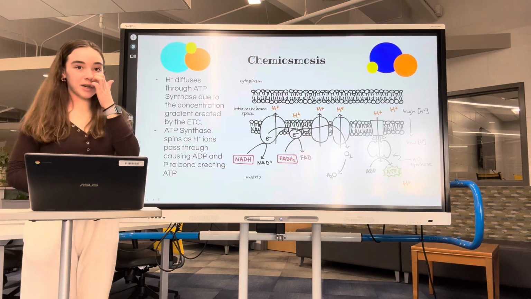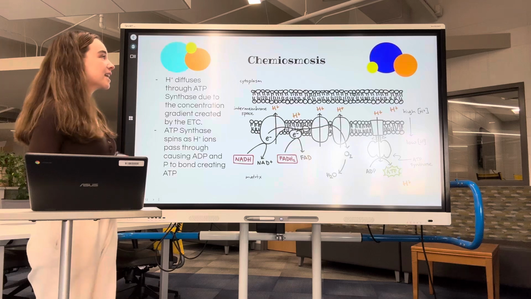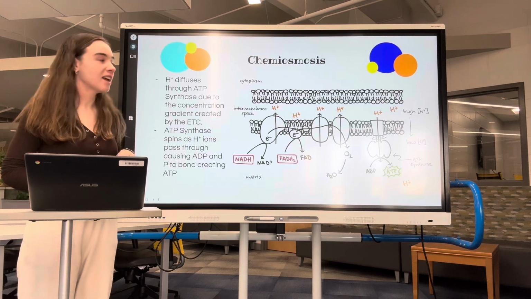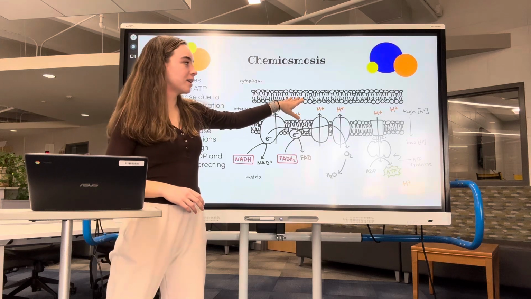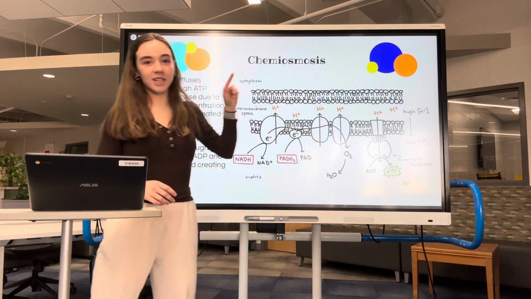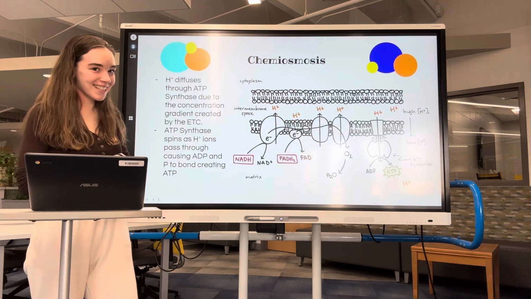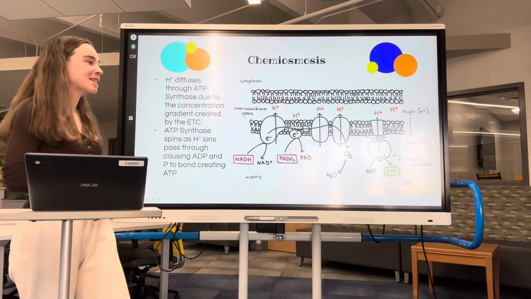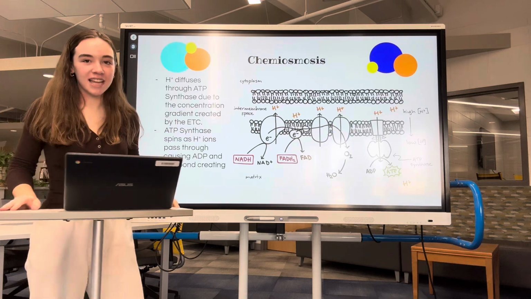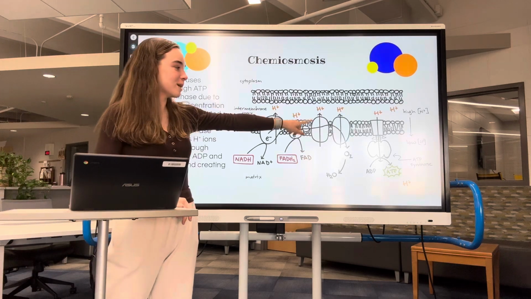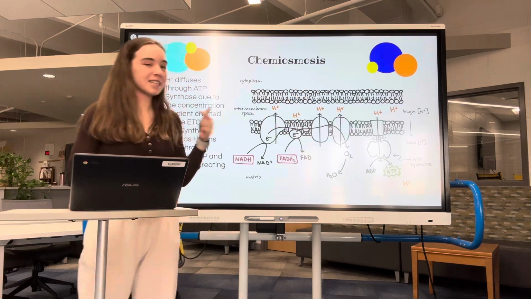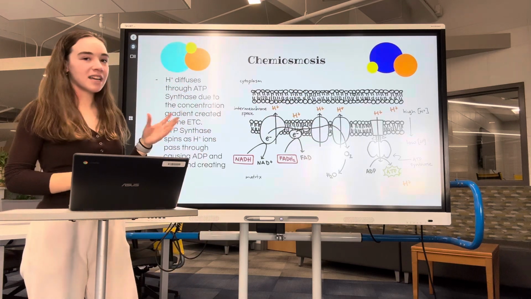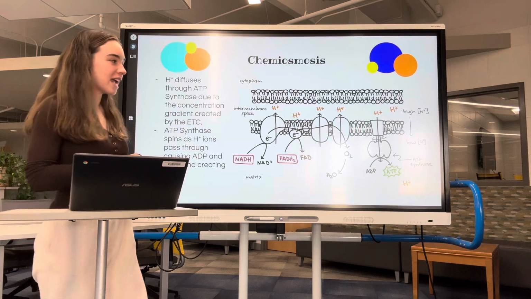The concentration gradient created in the electron transport chain is then used during chemiosmosis. In chemiosmosis, the H+ that were on the top go through this protein over here. What's the protein called again? That's right, it's called ATP synthase. ATP synthase spins when the H+ is going through it. As it spins, ADP is added to a P to create ATP.